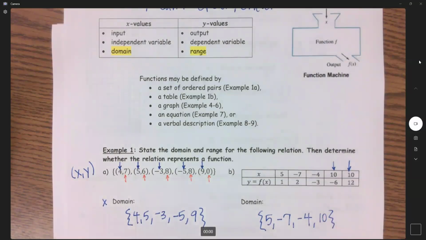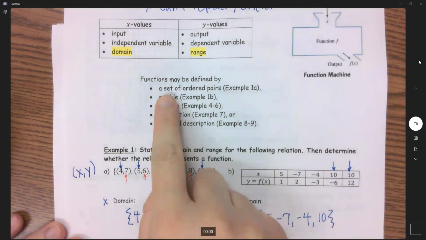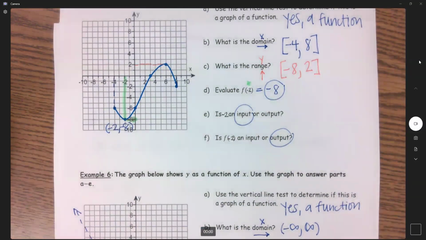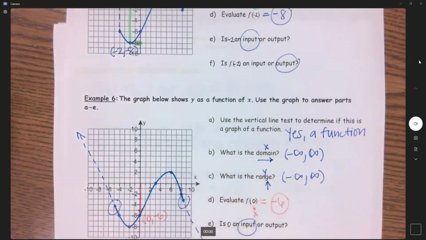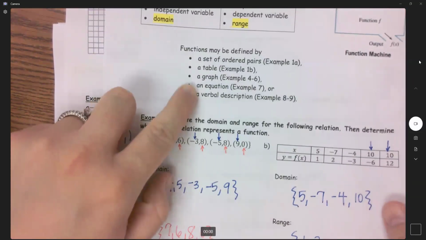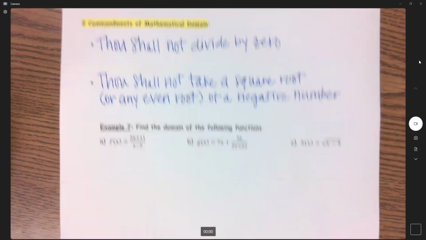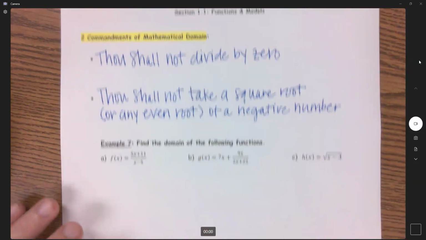Going back to the first page, we have now gone over functions defined by a set of ordered pairs, by a table, and by a graph. By a graph was our visual way to be able to find the domain and the range by visually looking at my graph. The next type we're going to do is an equation. And with an equation, we now should just be able to find the domain given the equation of our function.